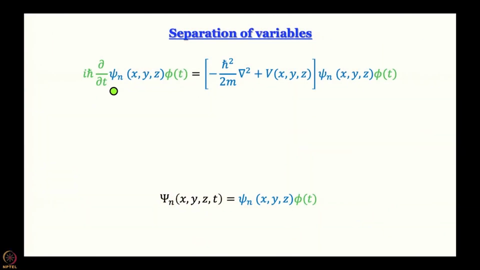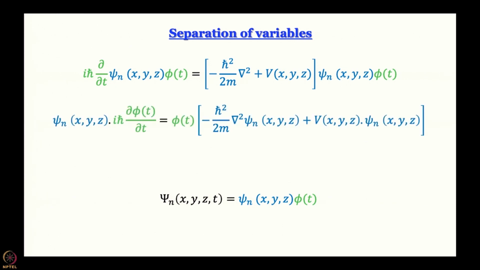After all, i h cross del del t, the time dependent operator, is going to act only on phi of t, the time dependent wave function, and the space dependent operator is going to operate only on the space dependent part. So from the left hand side we can take psi n of x y z out, and on the right hand side we can take phi of t out. Here I should say that n does not mean a quantum number, it is just an identifier for the particular wave function we are dealing with.